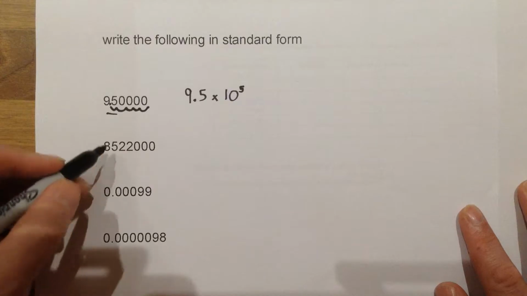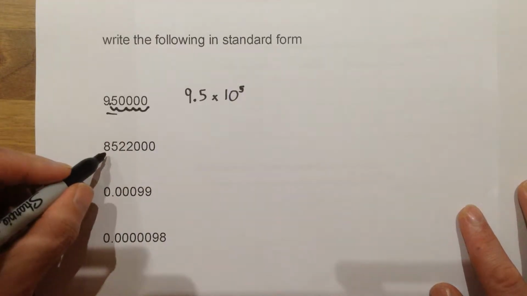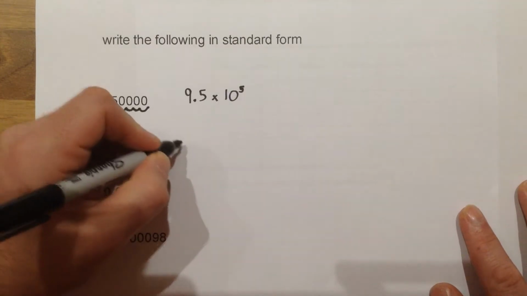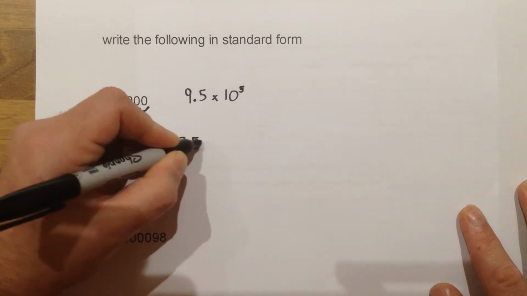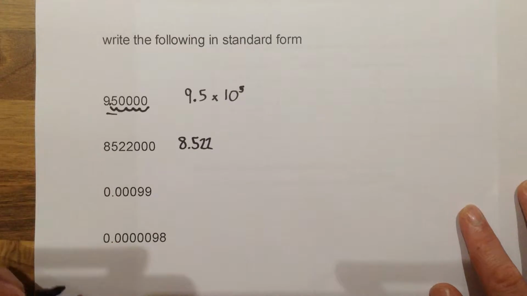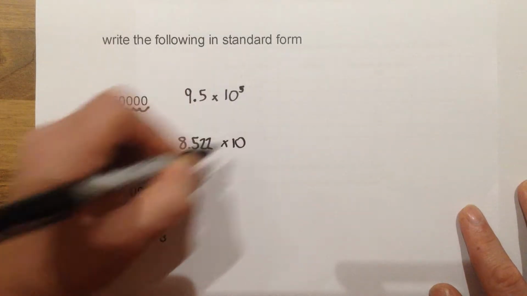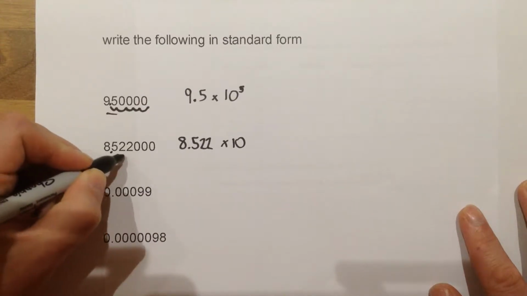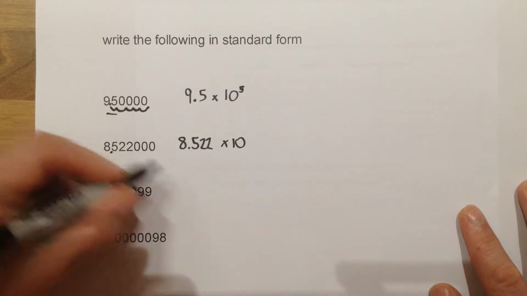The next question, we need again a number between 1 and 9.9 recurring, so 8.522. You can have a number of decimal places with your answer, you don't have to leave it to just one, times 10 to the power of 6.